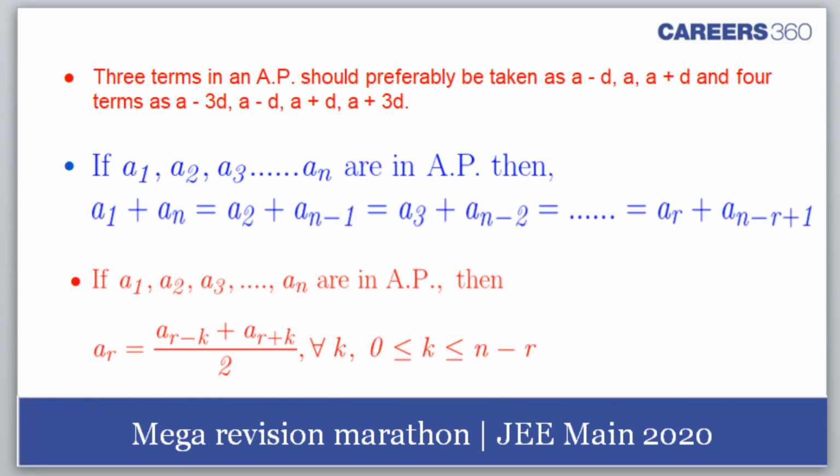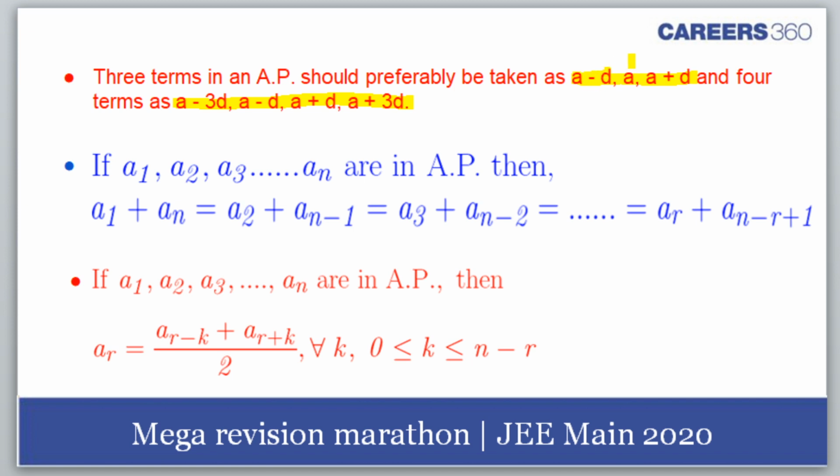So we go to the next slide. Three terms to be selected in AP would be like what? a minus d, a and a plus d. And four terms to be selected are a minus 3d, a minus d, a plus d, a plus 3d. You realize that the common difference here is 2d. Okay, the first term here is a minus 3d.